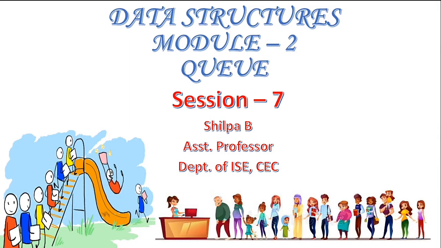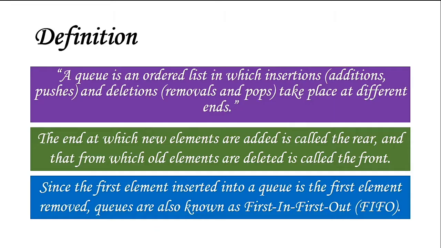Hello everyone. So let us go for the session 7 of module 2, the data structure. Here we are going to study something about the queue. Queue in general, you can see those who come first, they can get the things first and they can go early, right? So that concept we are going to use in data structures also.